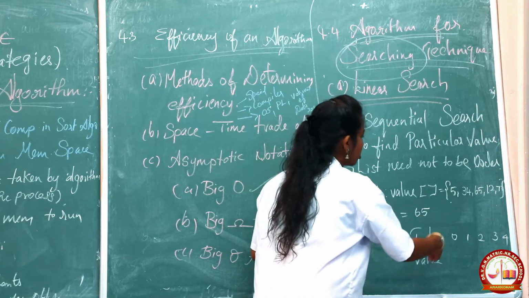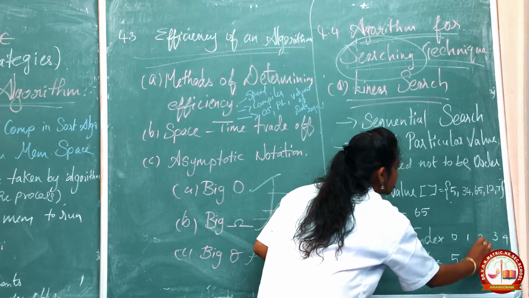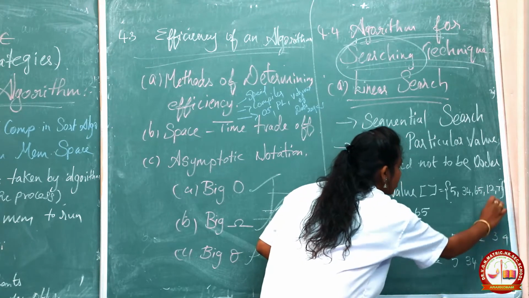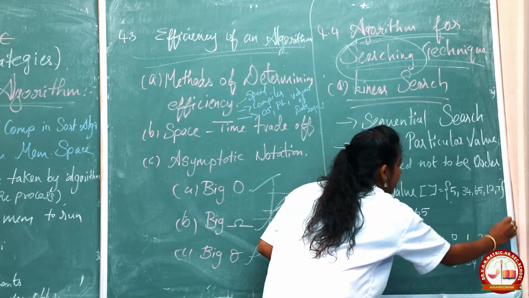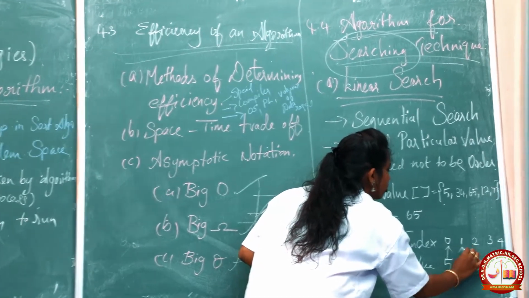And then the values are placed in increments: 5 is placed here, then 34, here it is 65, here it is 2, and here it is 71. So this is the index value.